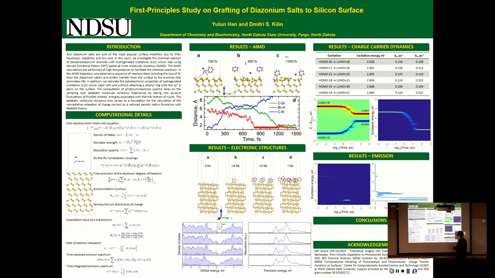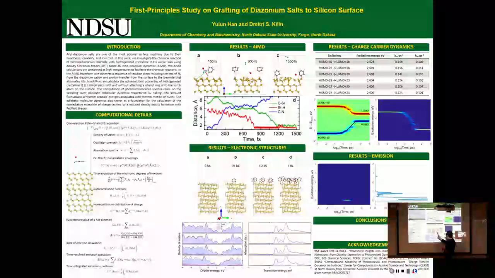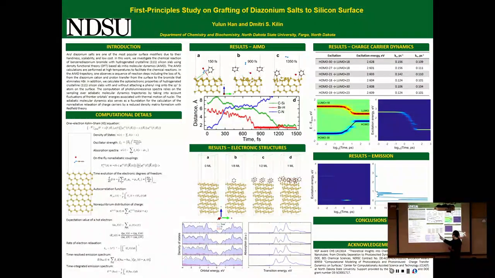In the next part, I show the basic electronic structure of different systems. Here, the surface is passivated by hydrogen, and here we replace one hydrogen by the phenyl ring, and here half the surface is replaced by the phenyl ring. Or here, all the surface is replaced. This is the density of states, and this is the absorption spectrum.